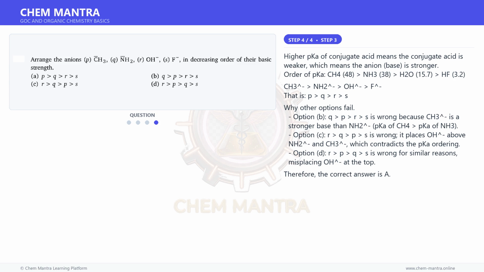Why other options fail? Option B, QPRS, is wrong because CH3- is a stronger base than NH2-, as the pKa of CH4 is higher than the pKa of NH3. Option C, RQPS, is wrong, it places OH- above NH2- and CH3-, which contradicts the pKa ordering. Option D, RPQS, is wrong for similar reasons, misplacing OH- at the top.